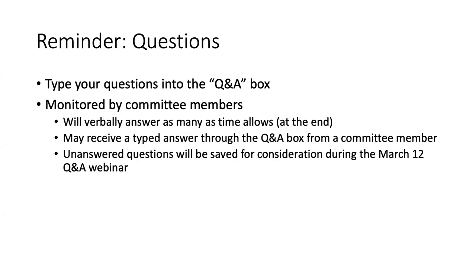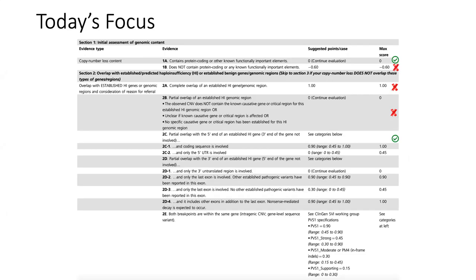All right, so as I mentioned when we begin, I will be going through CNVs that are either overlapping a haploinsufficiency gene or are contained within a haploinsufficiency gene. This is how our metric works.